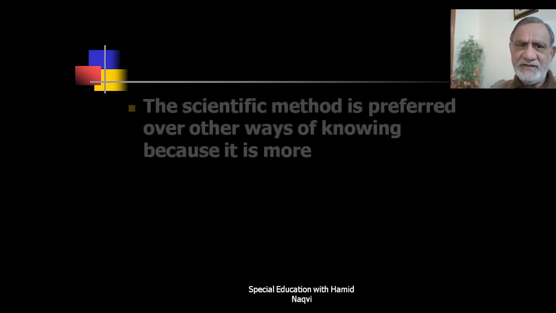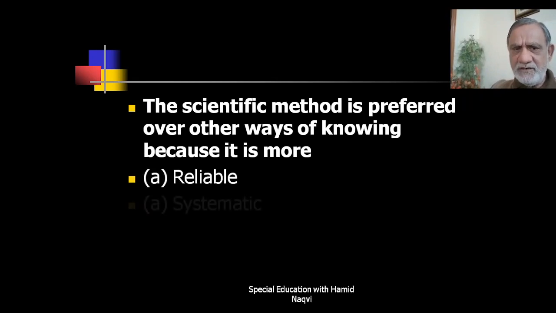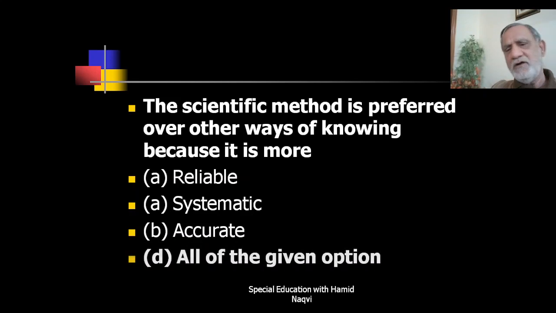Next question is: the scientific method is preferred over other ways of knowing because it is more reliable, systematic, accurate, or all of the given options. The correct answer is all of the given options, that it should be reliable, systematic, and accurate.